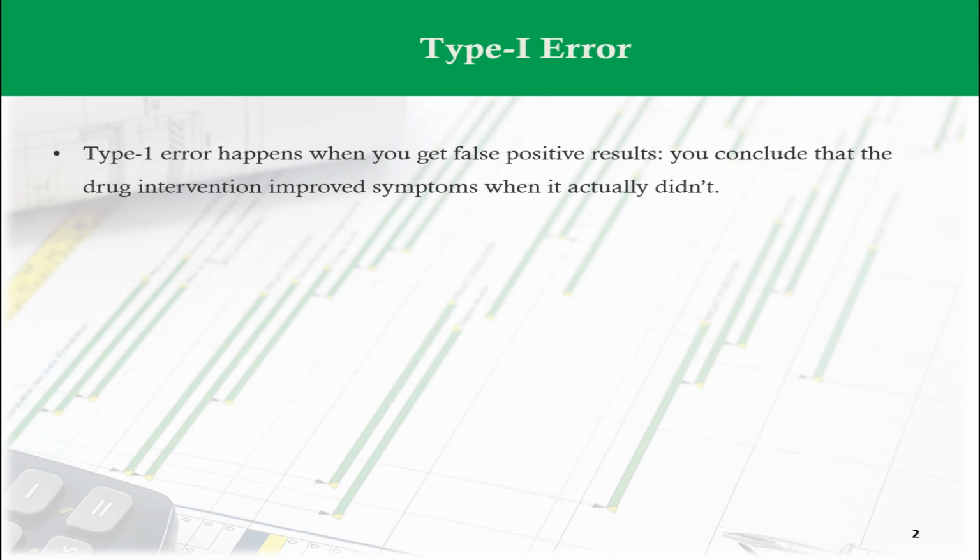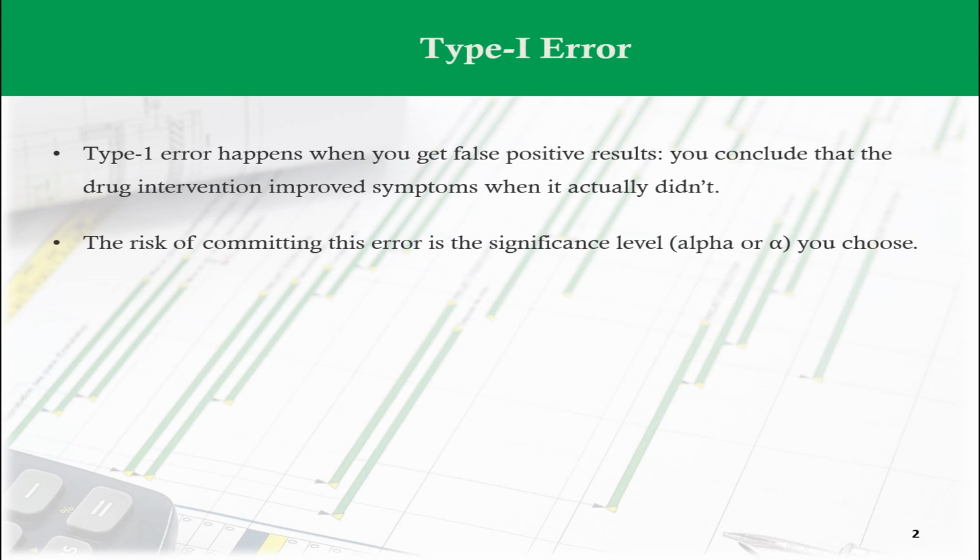It means concluding that results are statistically significant, when in reality, they came about purely by chance or because of unrelated factors. The risk of committing this error is the significance level you choose, also denoted by alpha. That's a value that you set at the beginning of your study to assess the statistical probability of obtaining your results. The significance level is usually set at 0.05 or 5%.